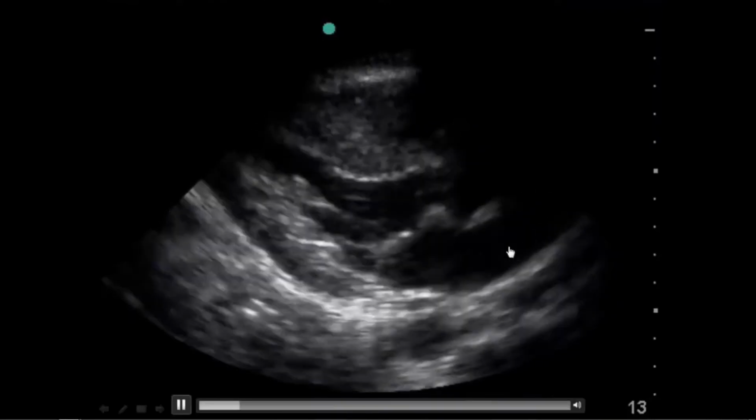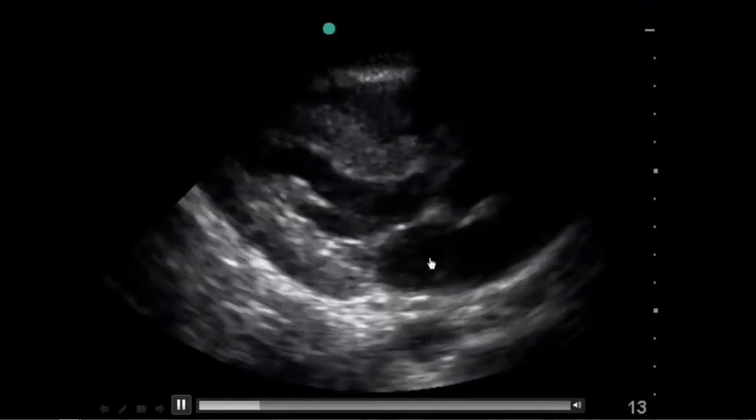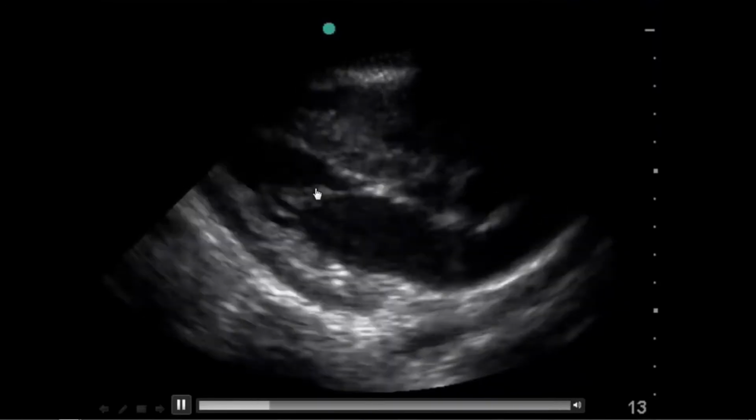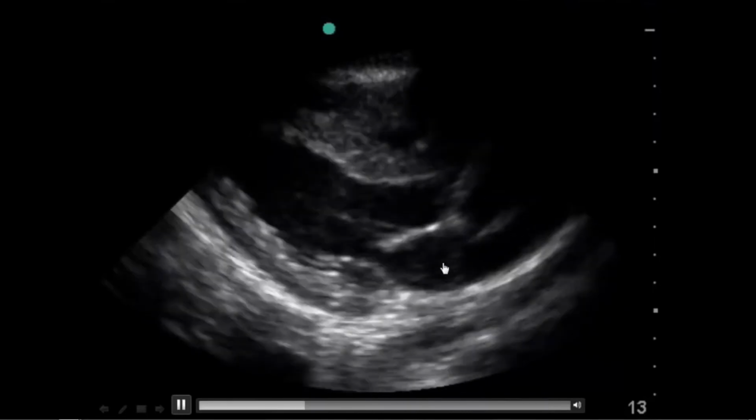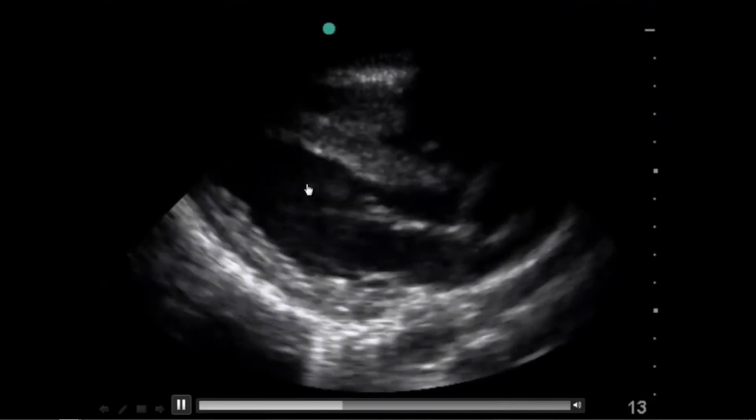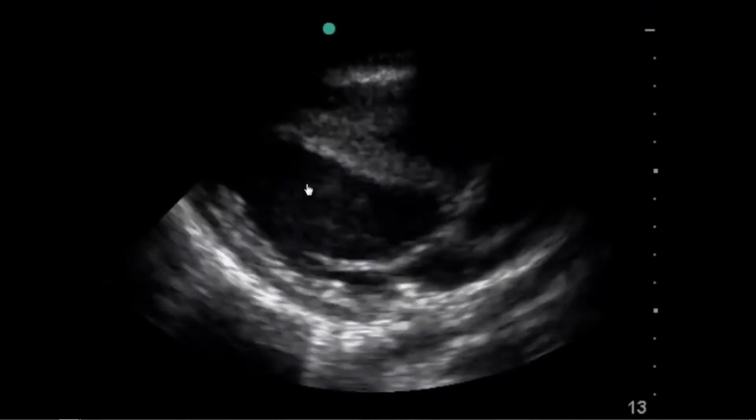And finally, since we know that the amount of blood coming into the heart during diastole should equal the amount of blood going out of the heart during systole, if we can tell that a bunch of blood is coming into the heart during diastole, then we know that there's a good ejection fraction.